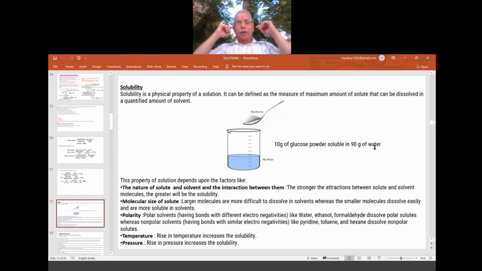Second, what? Molecular size of solute. If you go to the microscopic level, in the solvent molecules there are some gaps. In that gap, if the solute size fits well, it will mix easily and be soluble. If solute particles are bigger in size or slightly more than the size of the solvent molecules, at that time it is sparingly soluble or insoluble.